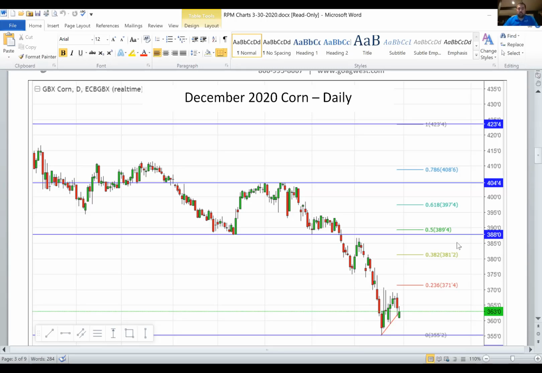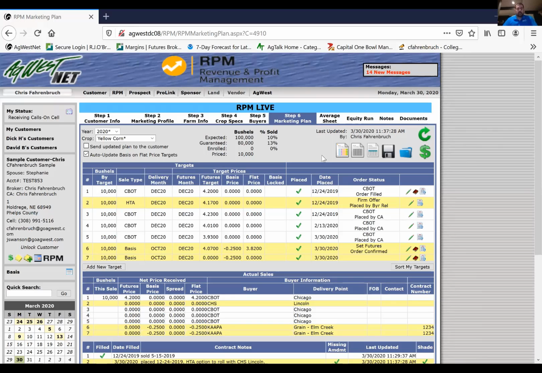So that gives you a little bit of an idea of how we look at some charts, and how we use some of that to help put a plan together. Now I'll take you over and actually show you some of the meat and potatoes here. This is our internal database. This is what every one of our RPM customers utilizes. This is where we track everything from start to finish.